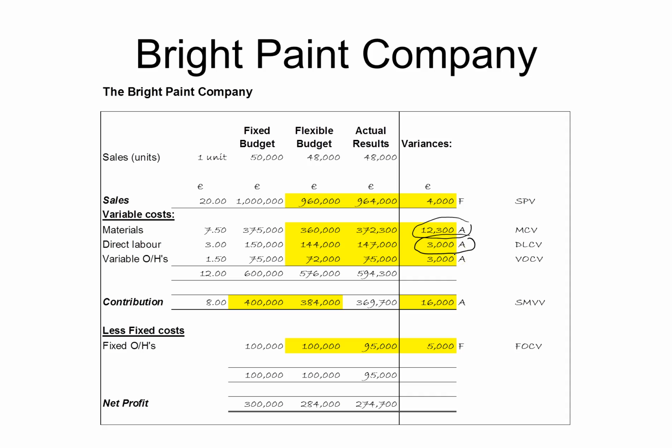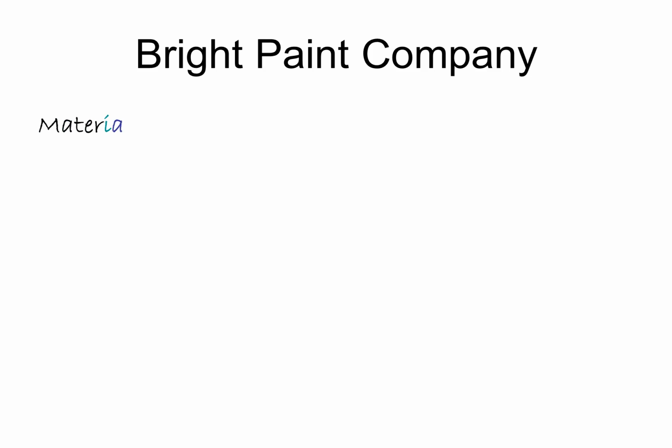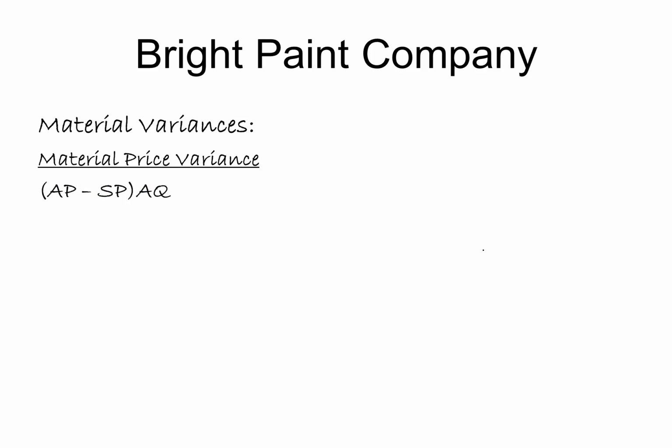So if I go and have a look at that, I'll start with the materials first, and then I'll do the direct labour. So, having a look here, material variances. So I'm going to start off with the material price variance. So what I'm going to do is compare the actual price with the standard price and multiply it by the actual quantity used. So this is the actual price per unit of materials, the standard price, and the actual quantity.